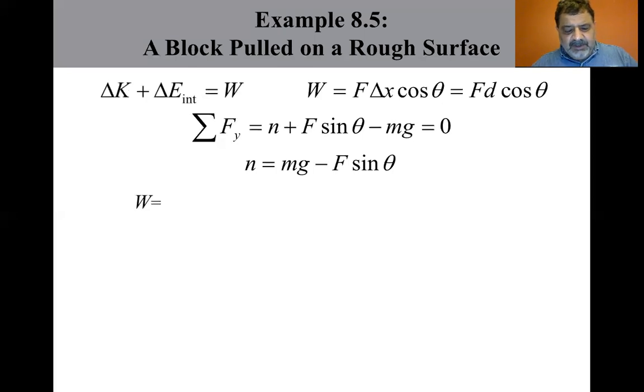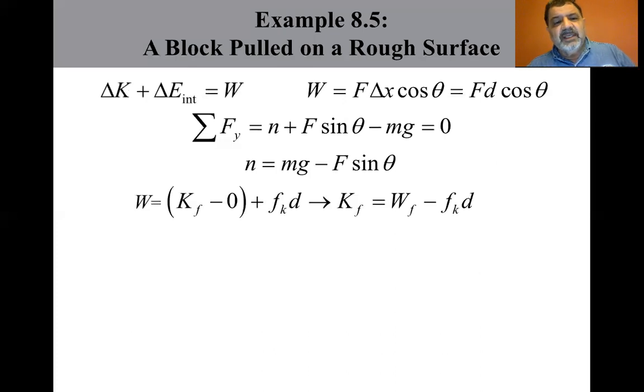Now, substitute the energy changes and solve for the final kinetic energy of the block. And this is where I put in a W, because it should have said K final minus 0 plus f_k d equals work. They didn't, so I put the W in front.